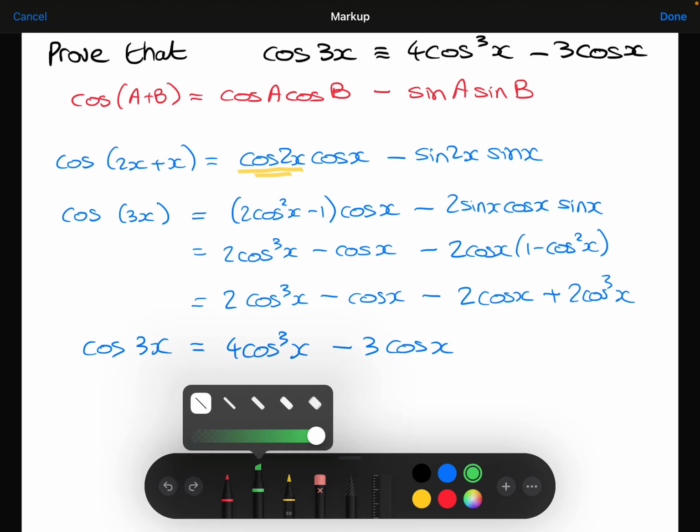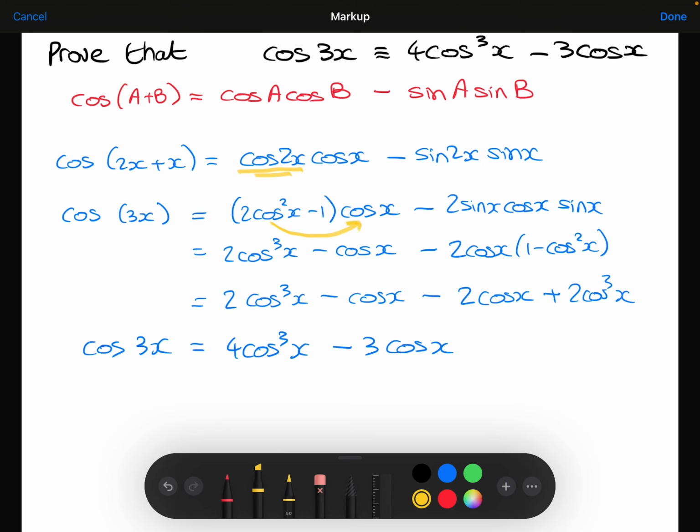Next step, expand the brackets. So the 2 cos squared x times the cos is 2 cos cubed x. The minus 1 times the cos x is minus cos x. I then noticed I had a sine x and a sine x being multiplied together there, so I could write that as a sine squared x. And that sine squared x, I've then turned into a 1 minus cos squared x. And again, the reason for that is I want it in terms of cos, not sine. And I know that sine squared is equal to 1 minus cos squared.